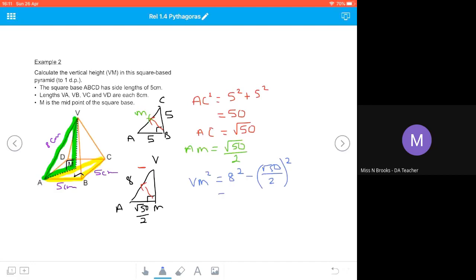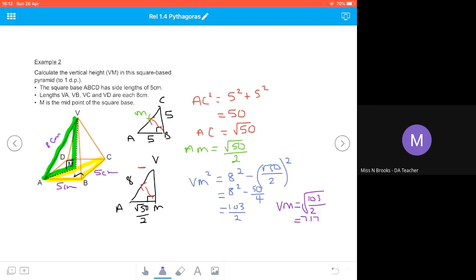Now, if you've got a calculator, it will obviously do it for you. But if we've got 8 squared, and we know that the square of a square root is the value itself, so it'll be 50 over 2 squared, which is 4. And that gives us a value of 103 over 2. Now remember, that's VM squared. We want VM on its own. So VM is going to equal the square root of 103 over 2, which gives us a value of 7.176 and so on.